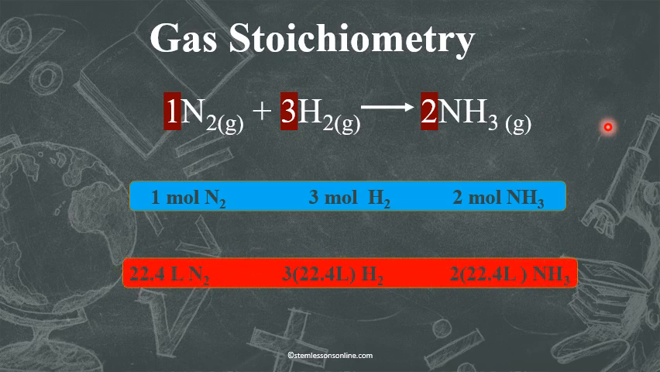So we can calculate the volume if we know the coefficient, as I said. So 1 mole of nitrogen means 22.4 liter. That means 1 mole of any gas will have a volume of 22.4 liter. So 3 moles will have 3 times. This is at STP, standard temperature and pressure. So 3 moles means 3 times 22.4 and 2 moles mean 2 times 22.4. Where is that 22.4 coming from? Let me show you.